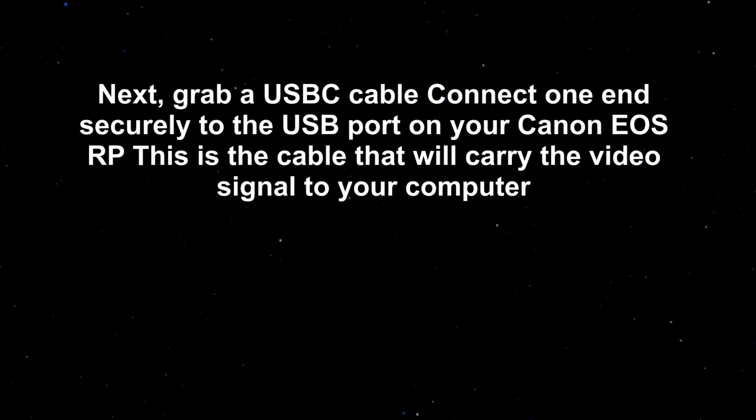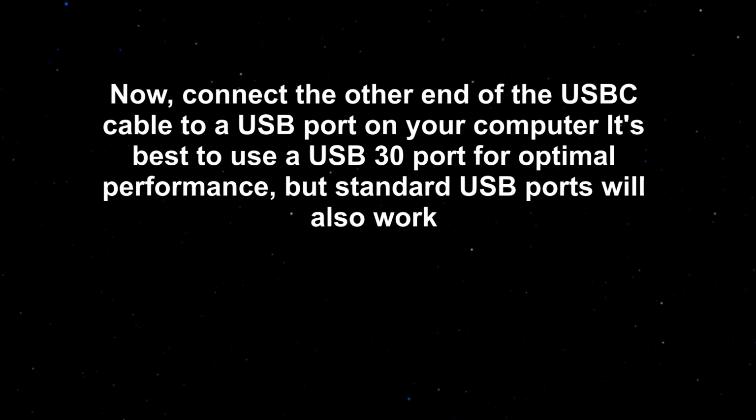Next, grab a USB-C cable. Connect one end securely to the USB port on your Canon EOS RP. This is the cable that will carry the video signal to your computer. Now, connect the other end of the USB-C cable to a USB port on your computer. It's best to use a USB 3.0 port for optimal performance, but standard USB ports will also work.